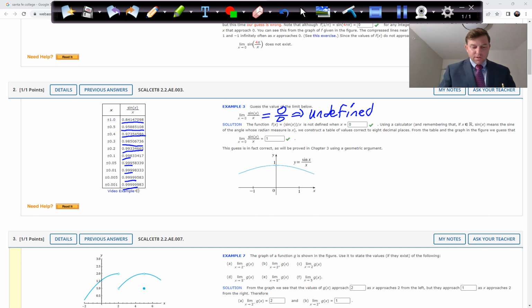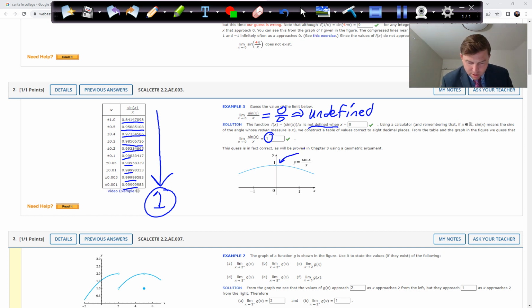What is it going towards? These numbers are getting closer and closer to positive 1. So the limit in this case equals 1, even though this is not defined when x equals 0. In fact, it shows up on the curve as what we call a hole. So you've got this nice sine curve divided by x, but when x is 0, you get a hole because it's not defined there.